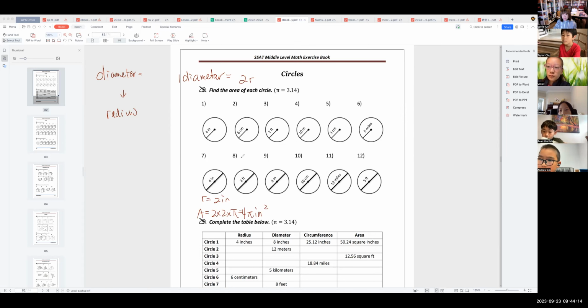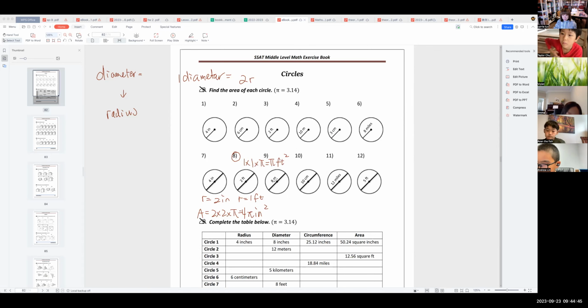Okay, so let's take a look at number 8. So Emma, we have 2 feet, the diameter. Can you tell me the radius equals what? 1 foot. Very good. So can you tell me what is the area for this circle? 1 times 1 times pi, right? So equals just a pi foot square. Good job. Okay. So that's 9.